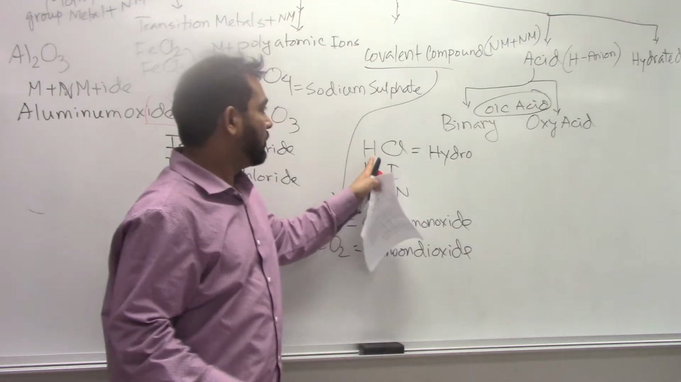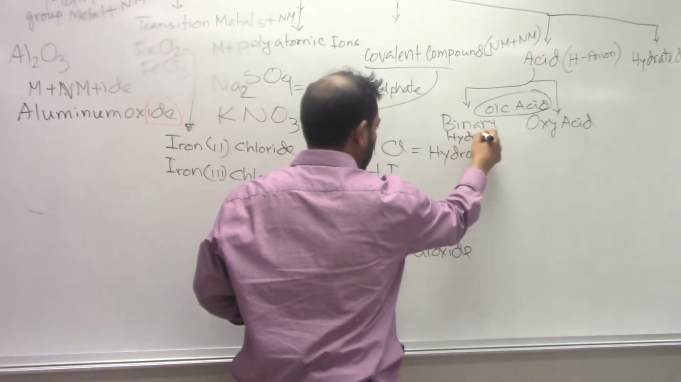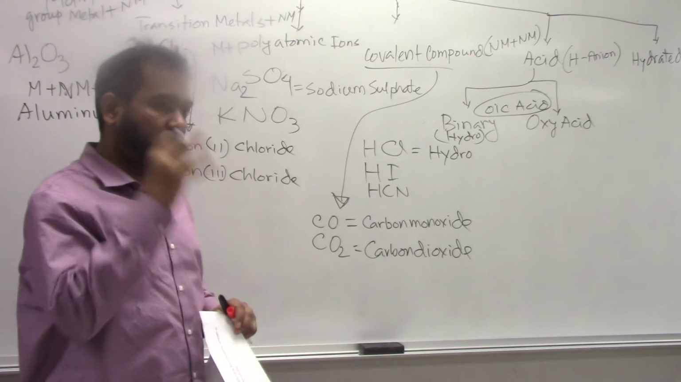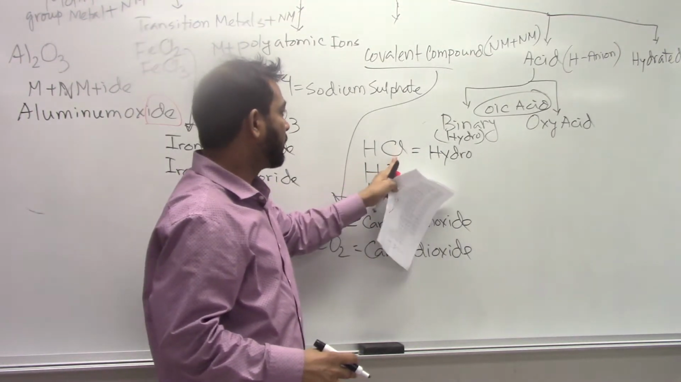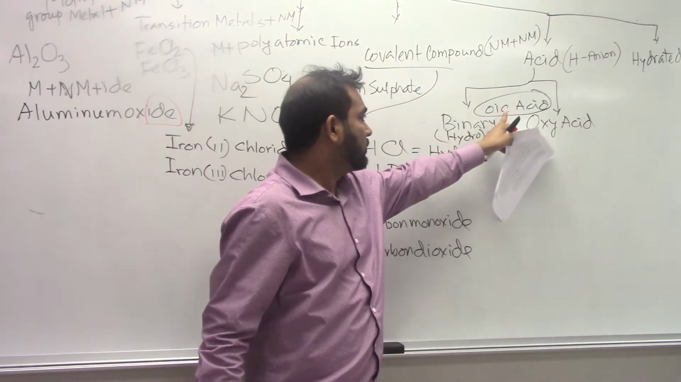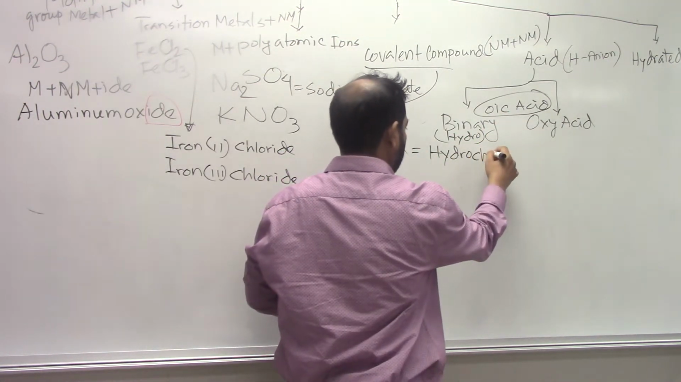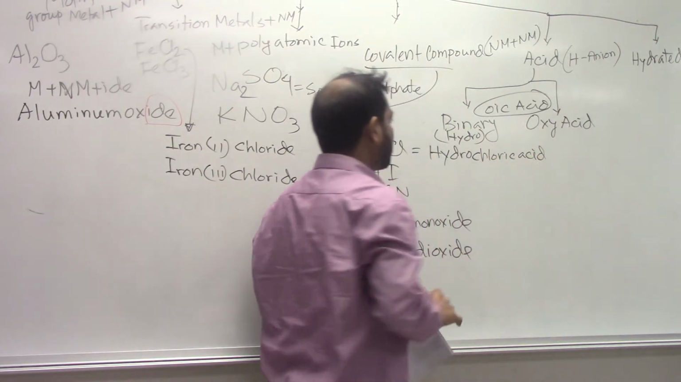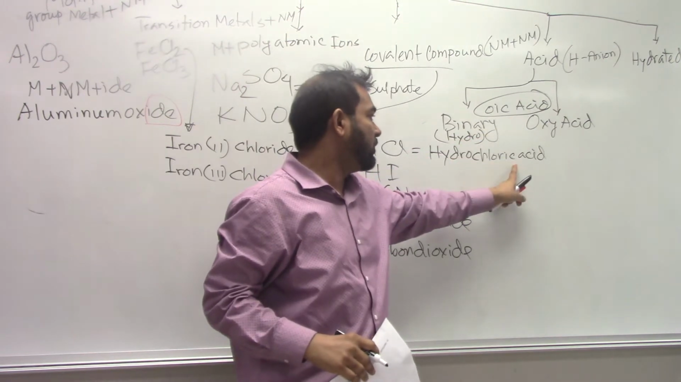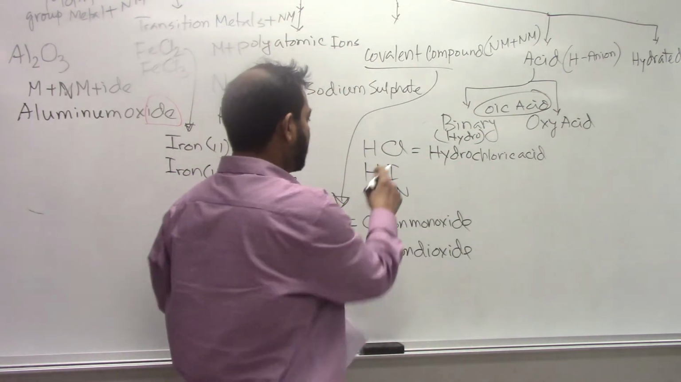For binary acids, you start with hydro. For a binary acid, the front would be hydro. On the left side, you first say hydro. Then chlorine becomes chloric, following its base name plus -ic acid. So hydrochloric acid. Tell me HI.